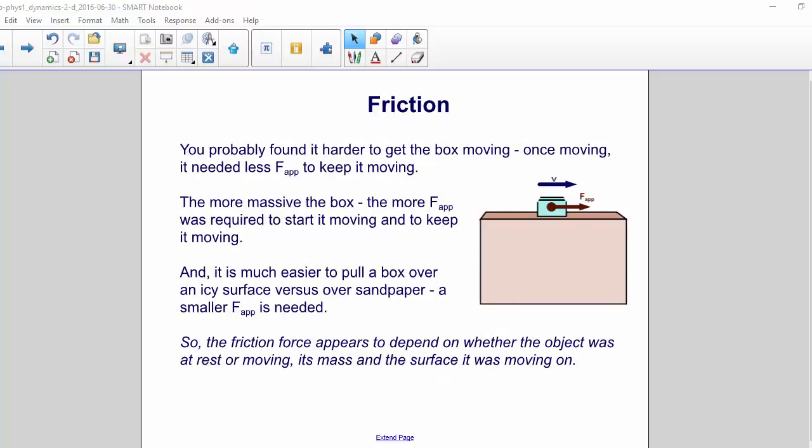So you probably found it was harder to get the box moving, and once moving, it required less force to keep it moving. And the more mass of the box, the more force was required to start it moving and keep it moving. And it's much easier to pull a box over an icy surface versus over sandpaper. Less of a force is needed. So the friction force appears to depend on whether or not the object was at rest or moving, its mass, and the surface it's moving on.